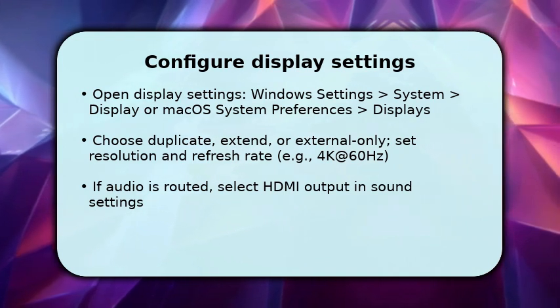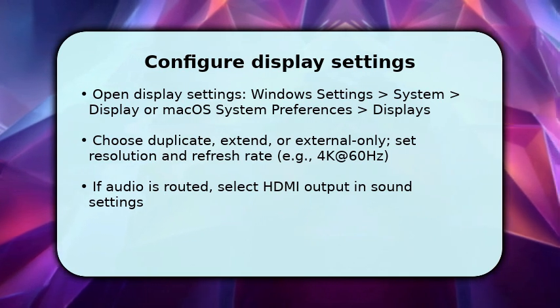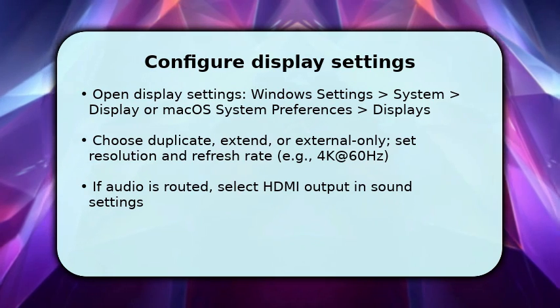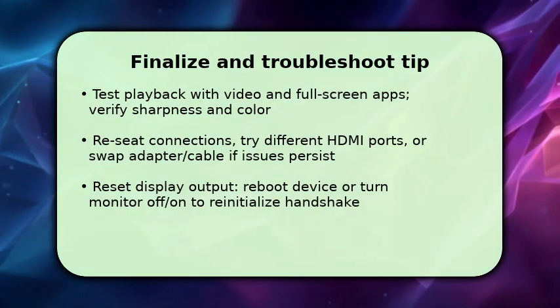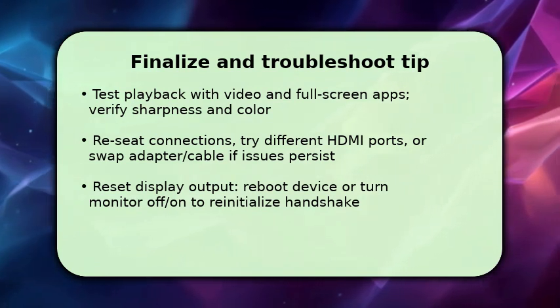Also check audio routing. If sound should play through the TV, select HDMI as the audio output in sound settings, so media and system sounds follow the video signal. You now verify everything. Play a video, move windows, and confirm color and sharpness.